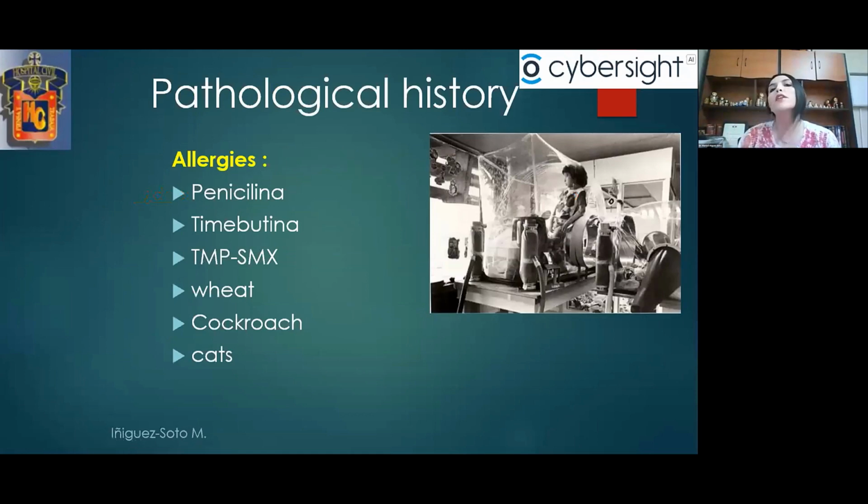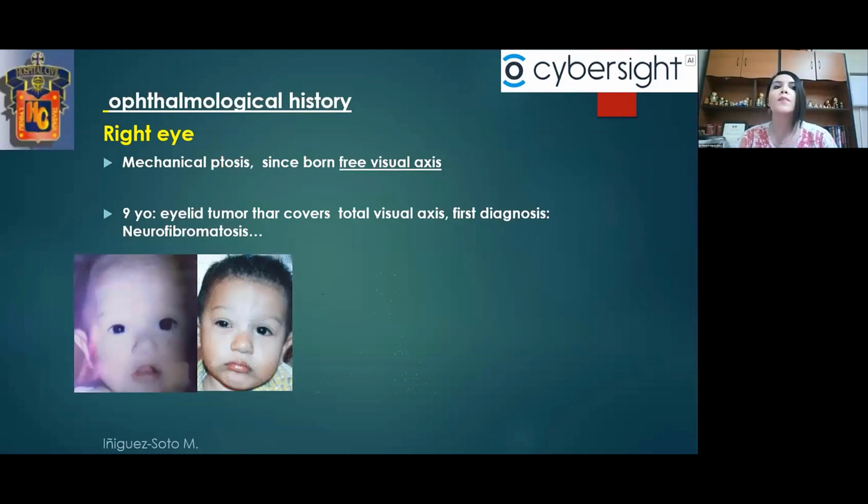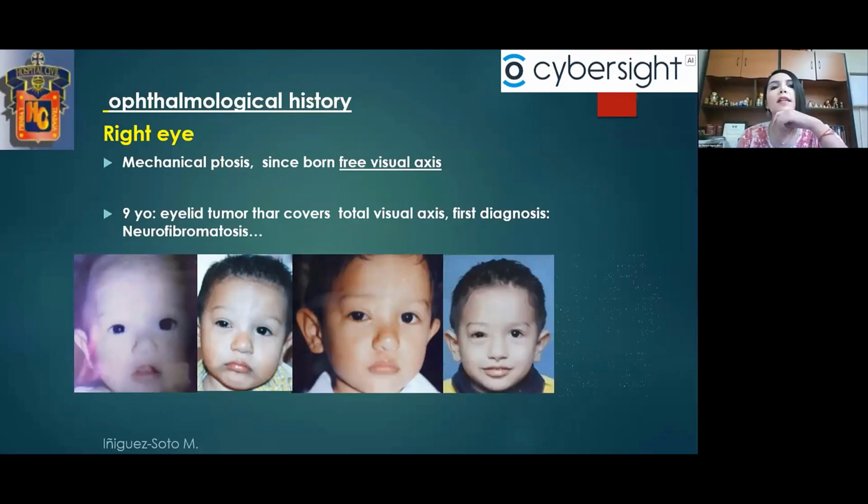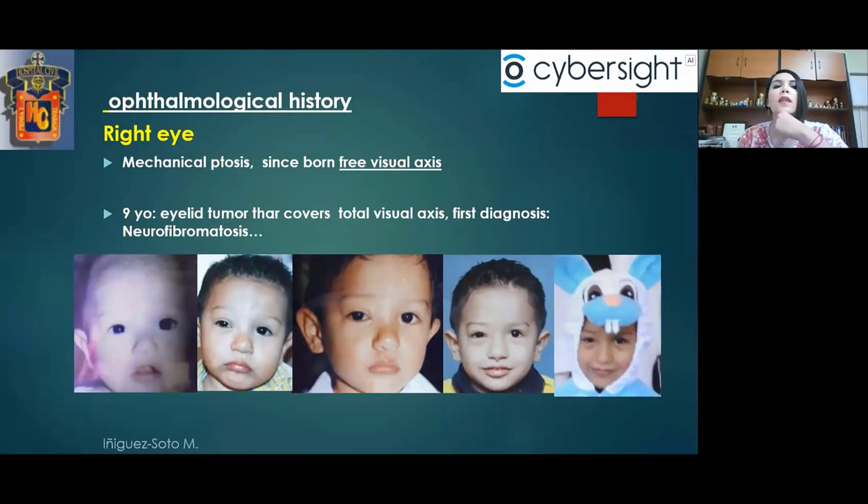In the pathological history, he has a lot of allergies: penicillin, trimethoprim, sulfamethoxazole, cockroaches and cats. This is important because of the final diagnosis. You are going to see why. And here's the ophthalmological history of this little boy.